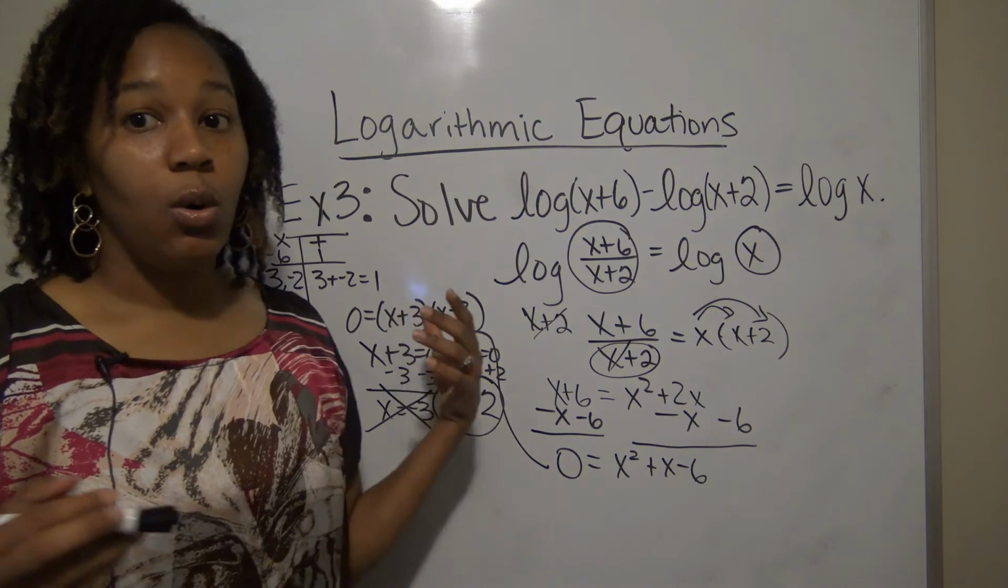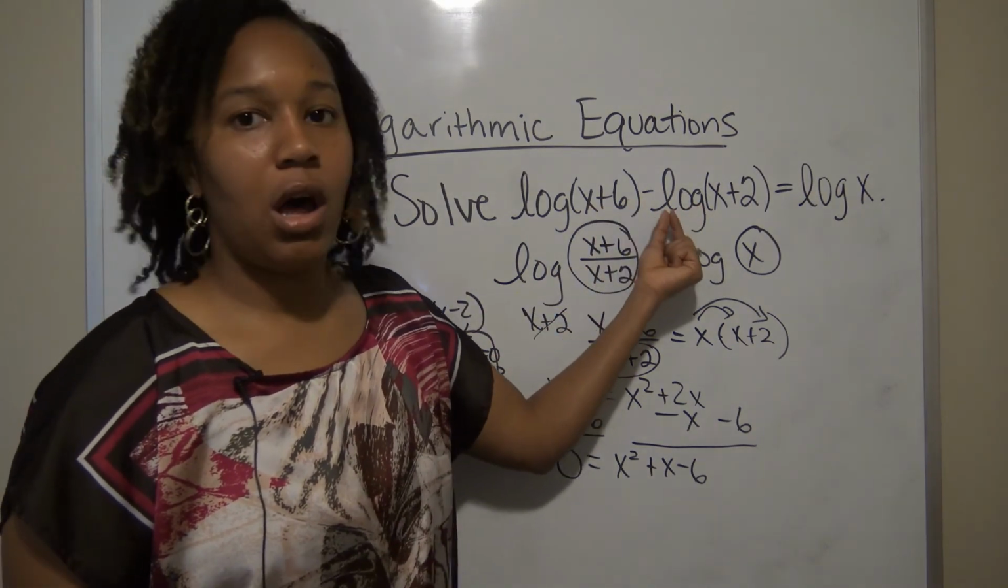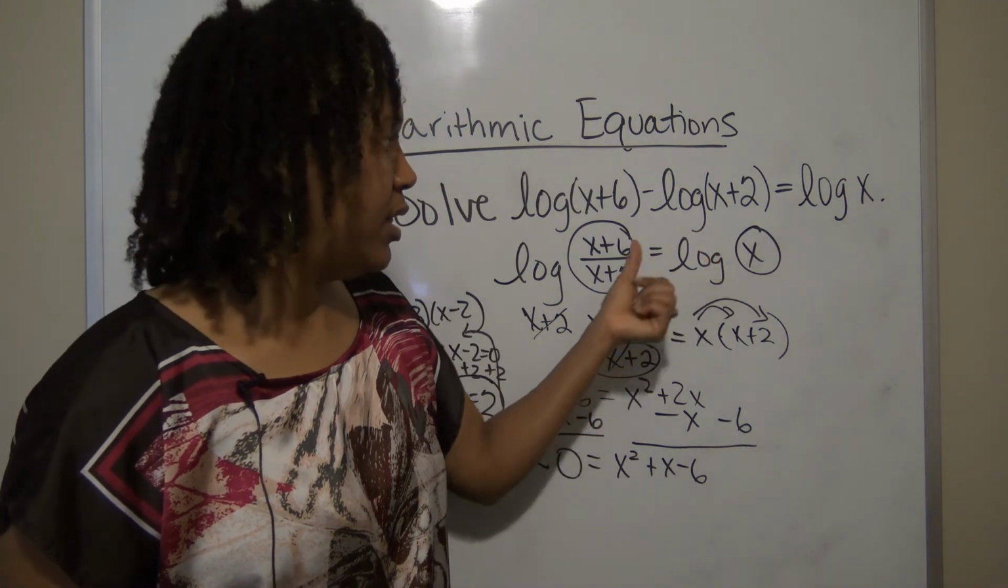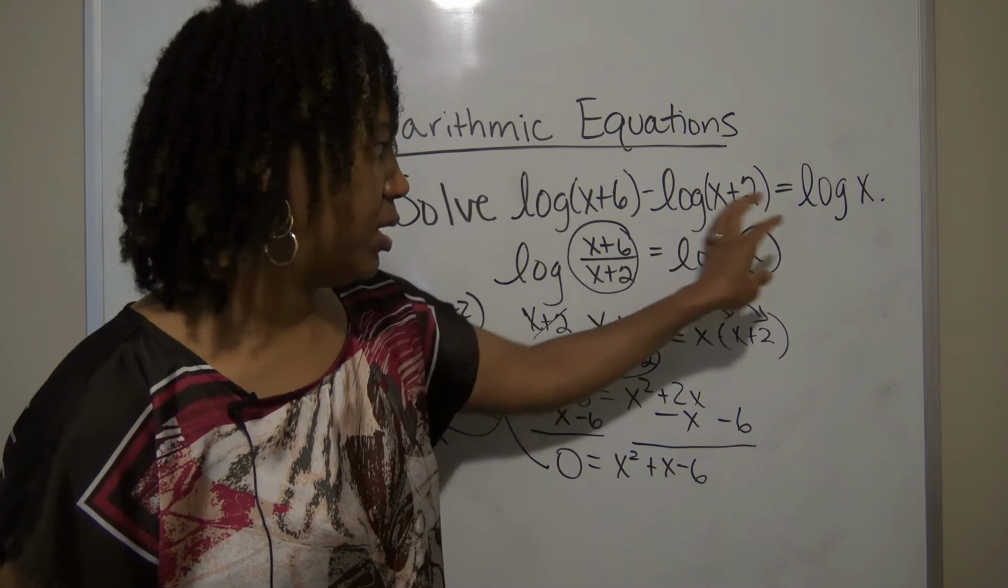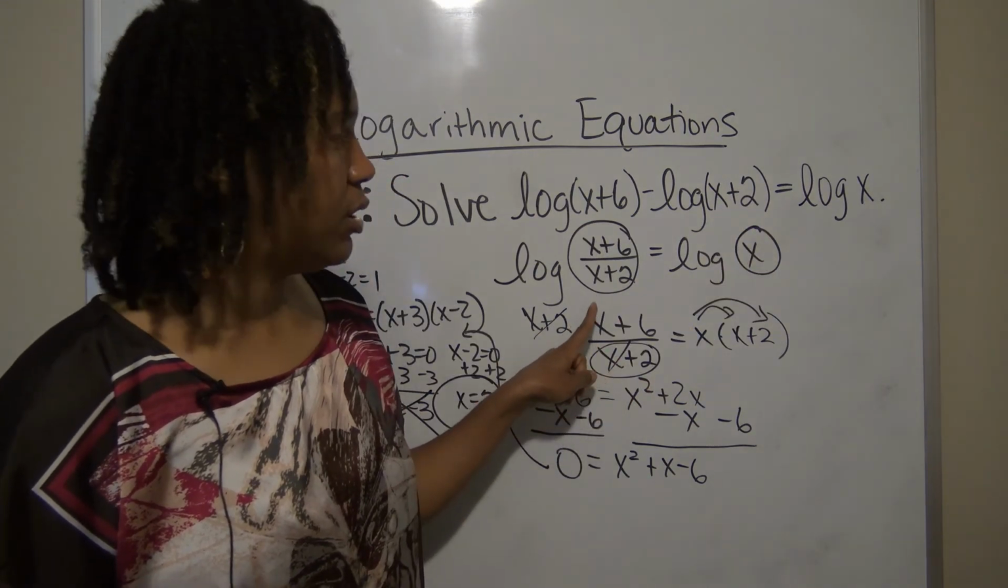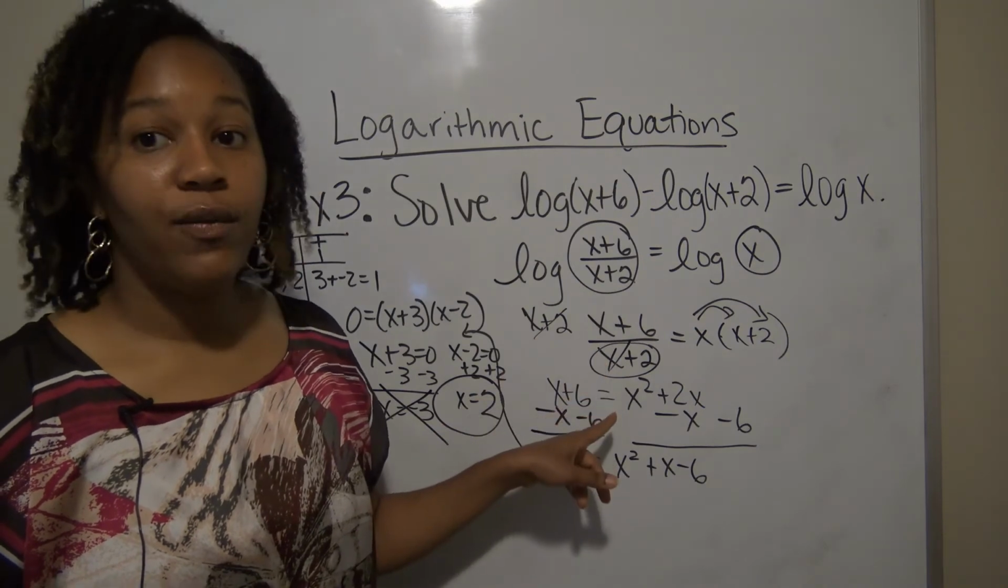Alrighty. So this problem was pretty long. So what did we do? We first combined these two logs by using the quotient rule. Then since we had a log equal to a log with the same base, we took the arguments and set them equal to each other. So the x plus 6 over the x plus 2 equal to x. Then we solved for x.